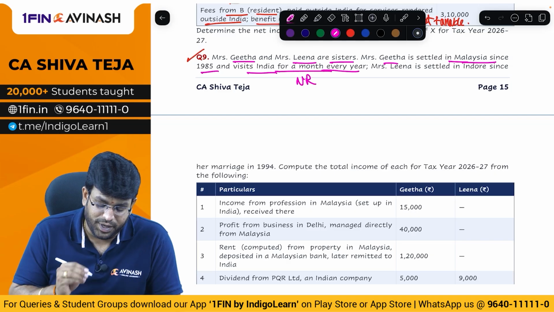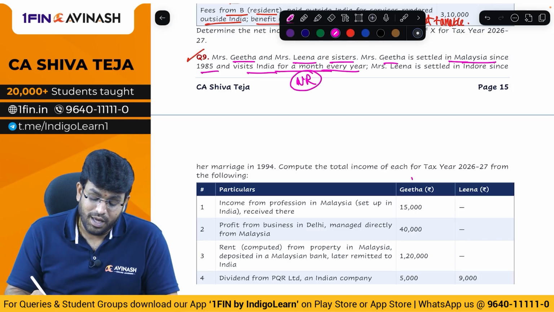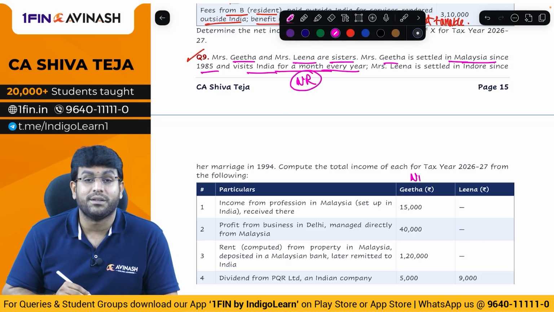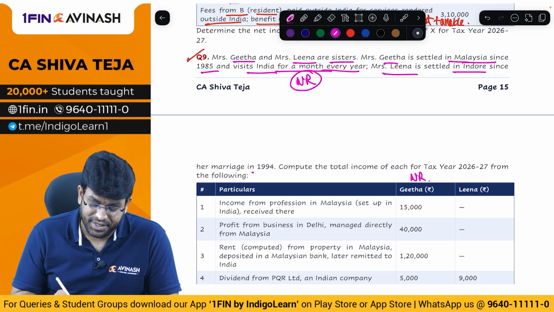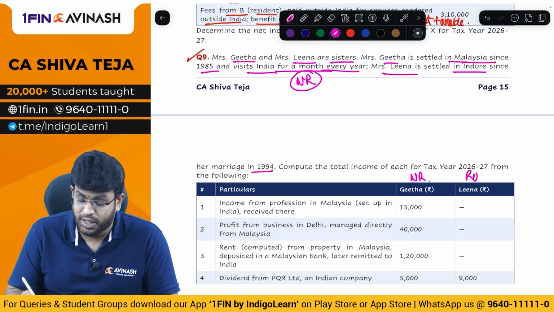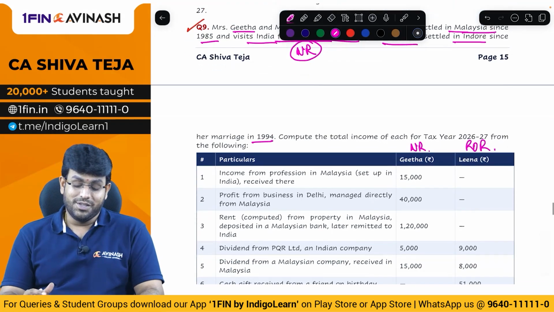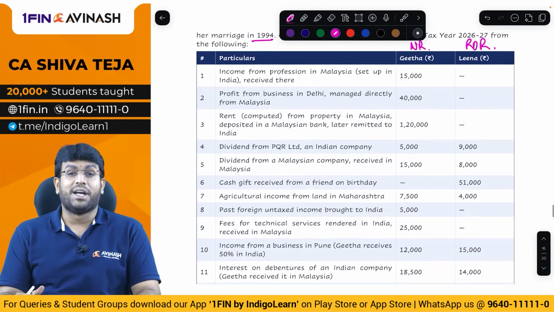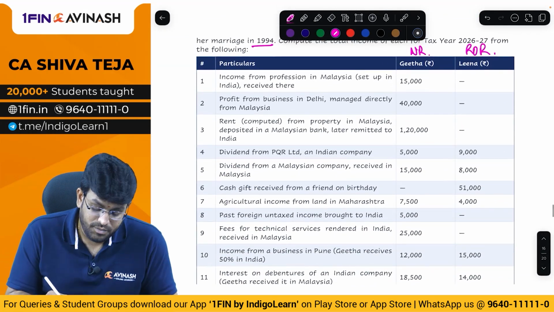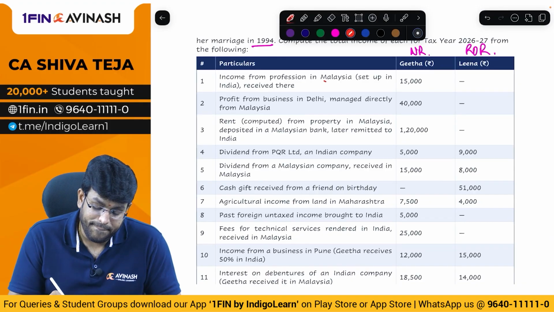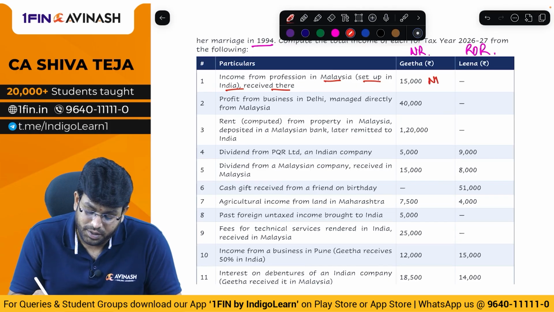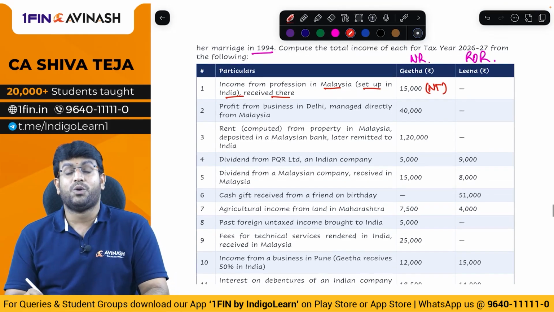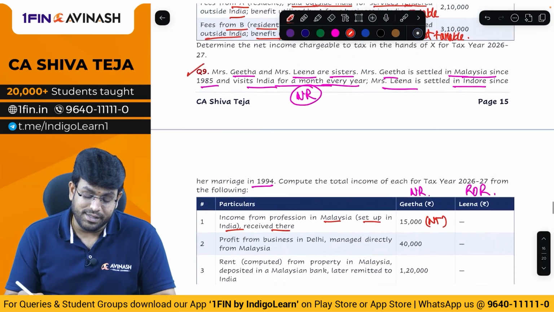So she cannot satisfy any of the basic conditions and she will become non-resident. Mrs. Leena is settled in Indore since her marriage in 1994, so she will definitely become an ROR. So based on the type of income, you decide the taxability. First one: income from profession in Malaysia, set up in India, received there. The answer is not taxable. If Geeta would have been RNOR, we would have taxed, but Geeta is NR.